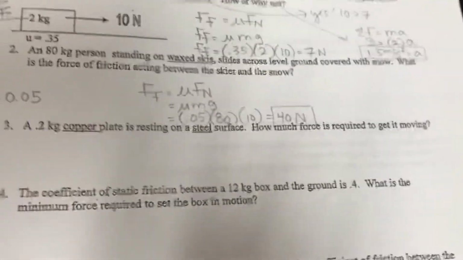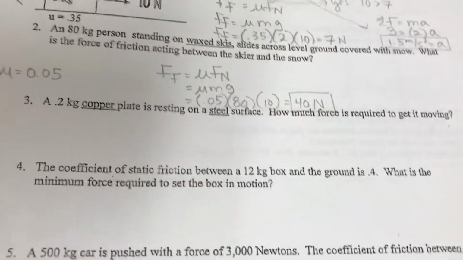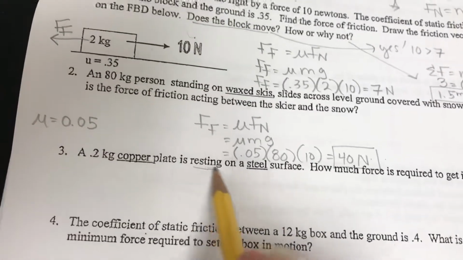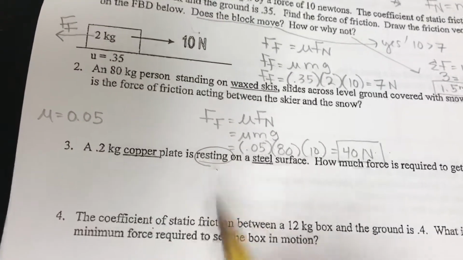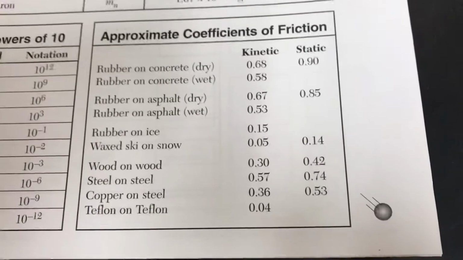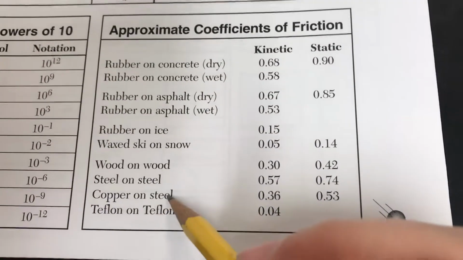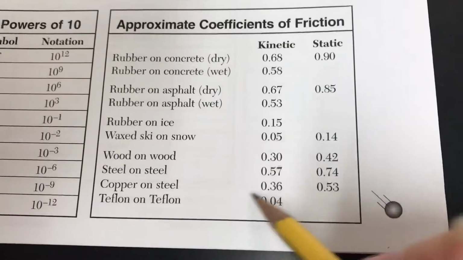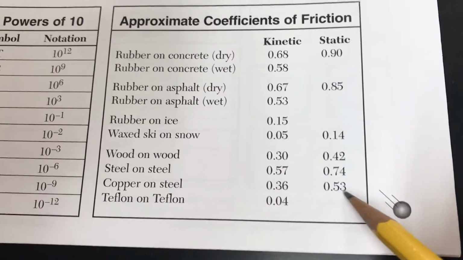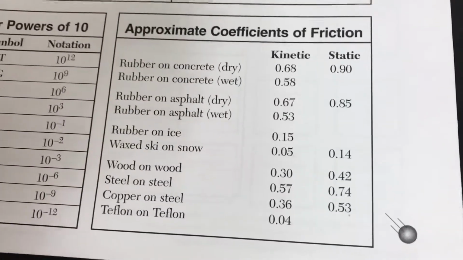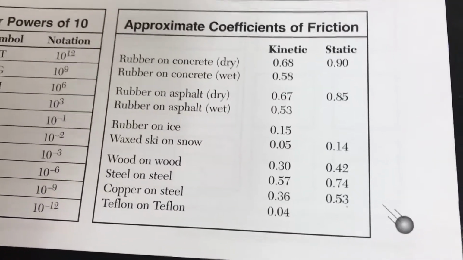Okay, let's do one more together and then I'm going to send you on your way. A 0.2 kilogram copper plate is resting on a steel surface. So if we're at rest, we're looking for what type of friction? Hopefully you said static. We come over here. Let's see, we said copper on steel, and we need to find static. So we've got here that the coefficient of static friction is 0.53.